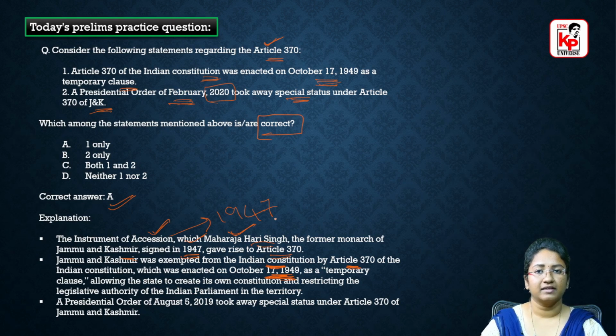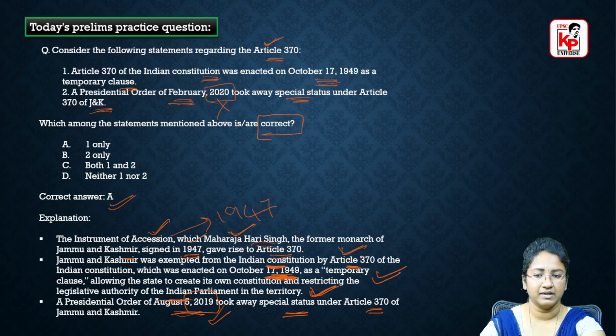Irrespective of other states, Jammu and Kashmir was given a particular exemption from the Constitution, and this was done by Article 370 as a temporary clause. According to this temporary clause, the state could create its own constitution and it restricted the legislative authority of the Indian Parliament in the territory. And a presidential order of August 5th, 2019, not 2020, took away the special status under Article 370 of Jammu and Kashmir.